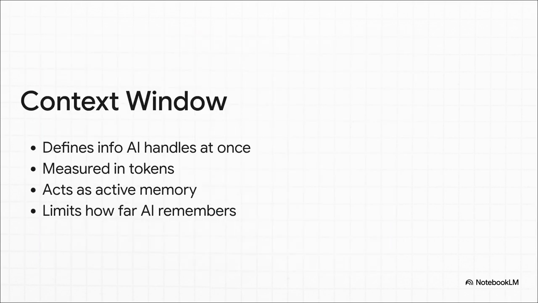Now, all of those tokens have to fit within a context window. Think of the context window as the model's active, temporary memory for a single task. It defines the exact volume of tokens the AI can juggle at once. So if you've ever wondered why an AI suddenly completely forgets a detail you mentioned earlier in a long conversation, well, it's because that information literally just fell right out of its context window.